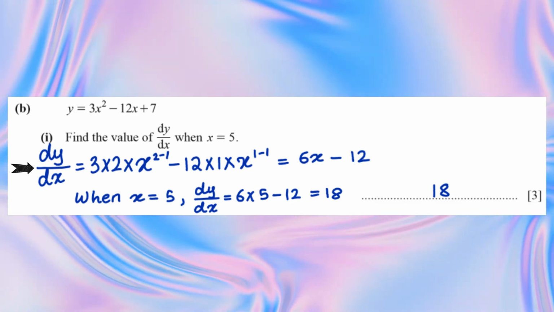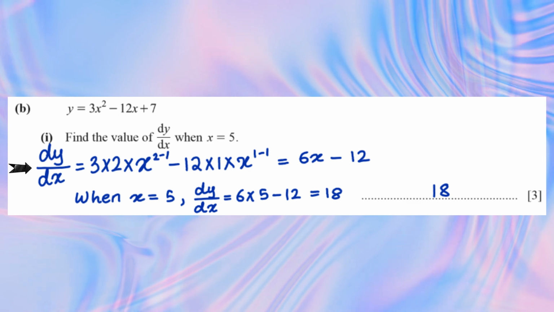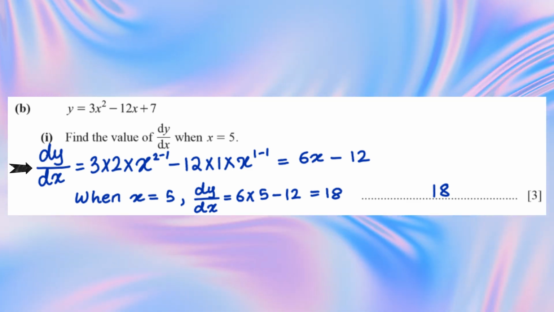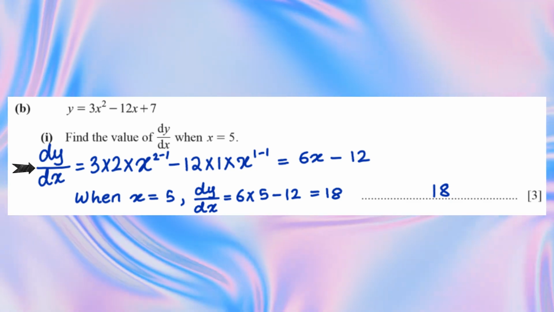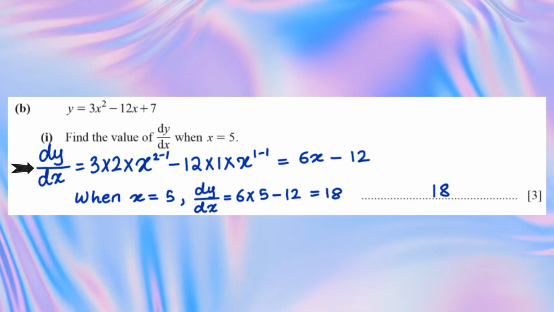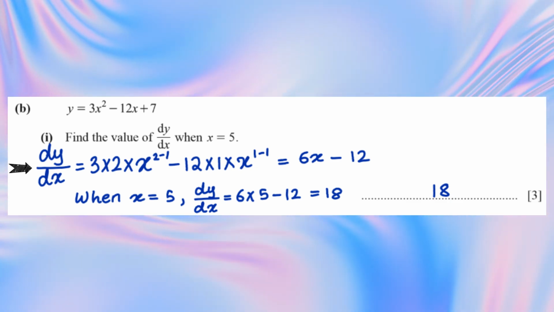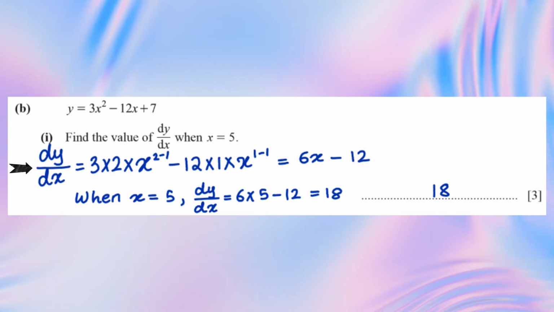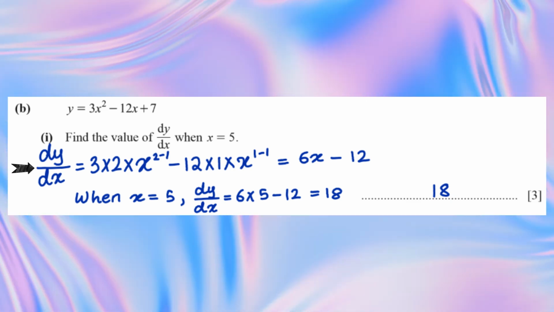So here, to find the derivative, we multiply the coefficient of x squared, 3, with the power of x, 2, and subtract 1 from 2 for the power of x. Then, repeating the same concept, we multiply minus 12 with 1 and subtract 1 from the power of x. We don't write anything for the constant term as it is a 0. Simplifying, we get 6x minus 12, which is the derivative, dy by dx.